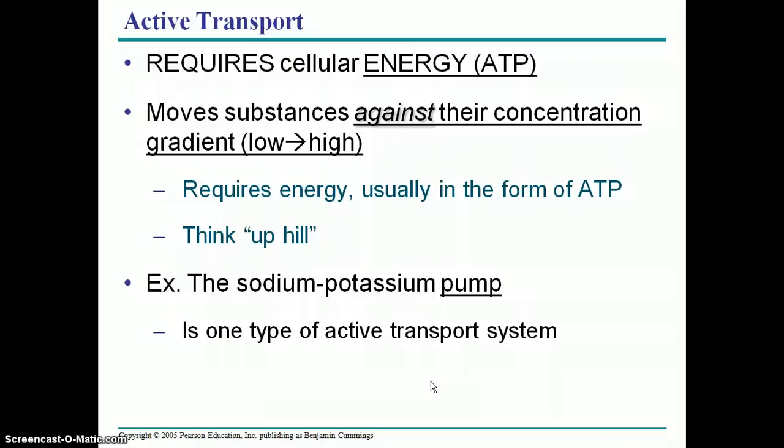Some people use that as a hint for themselves. They think of active transport, so they think active, ATP, active transport. Okay, now why would we need active transport? Why would we want to use energy? Well, sometimes we have to move substances across the cell membrane, but against the concentration gradient. What does that mean? It means instead of going from high to low, we go from low to high. So think of that as like going uphill as opposed to going downhill.